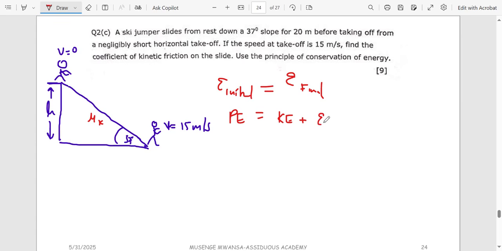Okay, the energy that is going to be lost. Now, where is this energy going to be lost? It's going to be lost because we are going to be doing work against friction. Take note of this. There's work done by friction and work done against friction.